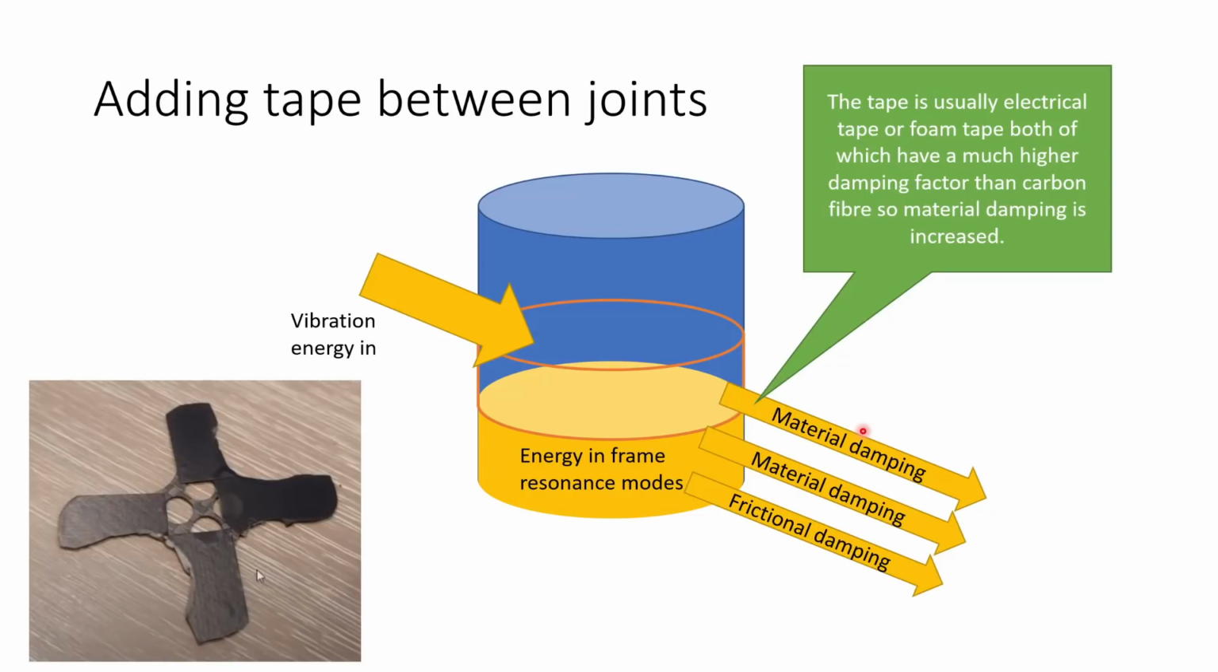And what Bob Ruge discovered was that if you add electrical tape into the frame between the arms and the sandwich plate on the frame, you can add more material damping, because the electrical tape has quite a high material damping factor because it's a soft polymeric material. So they have higher damping factors than carbon fiber, for example. Other people have reported that foam tape also works really well. Foam tape has lots of tiny air bubbles in, and the compression and relaxation of those air bubbles during vibration actually can dissipate a lot of energy as well. And that, again, is an inherent material damping property of that foam tape.